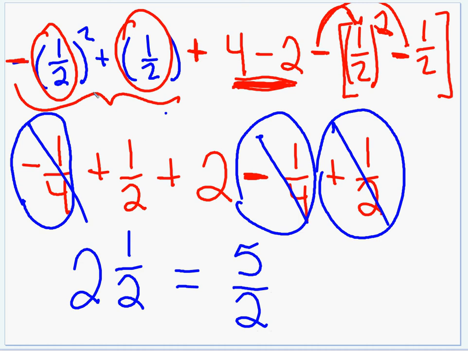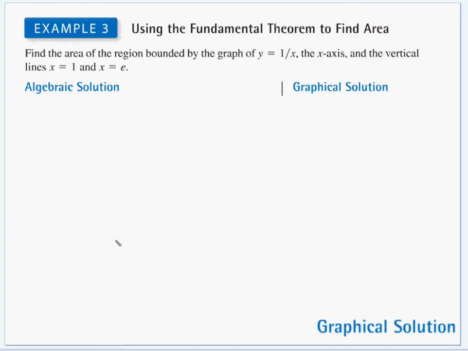All right, let's see what's coming up next. Example 3, fundamental theorem to find area. So this is definitely going to be above the x-axis. Find the area of the region bounded by the graph of 1 over x. So let me draw a quick 1 over x graph here. They look a little something like this.